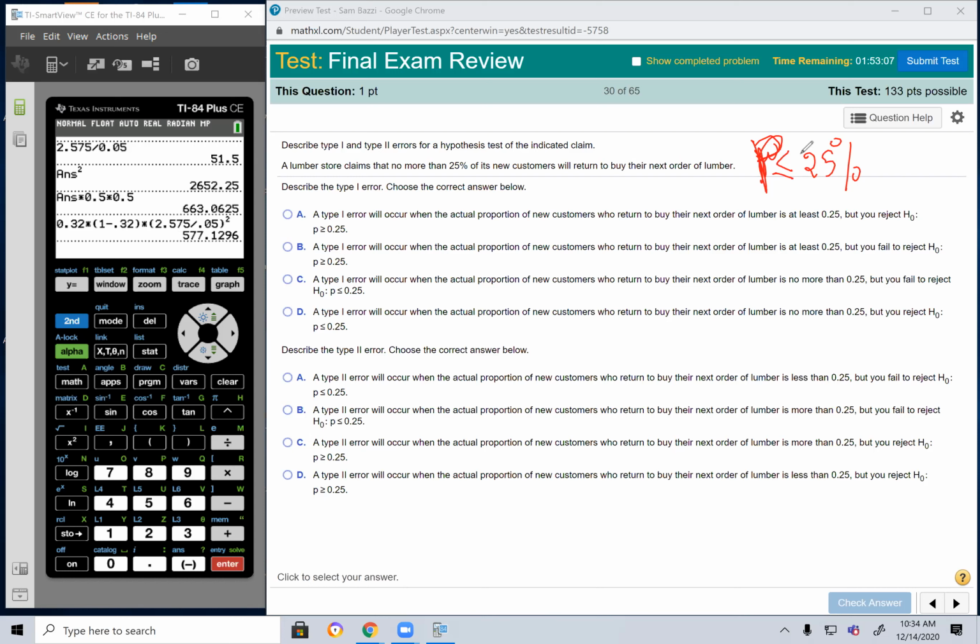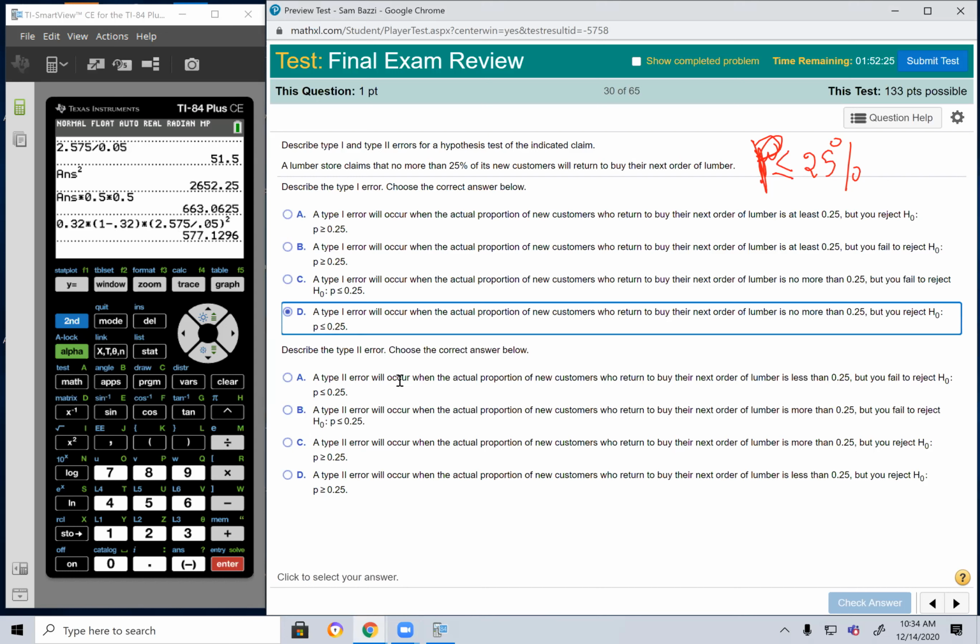Okay, what is a type 1 error in here? Describe a type 1 error. So a type 1 error is when we reject H0, so actually the percentage of people who will buy lumber again is no more than 25%, but we end up rejecting this. So we'll just look for this language. Here you go. A type 1 error will occur when the actual proportion of new customers who return to buy their next order of lumber is no more than 25%, but you reject this.